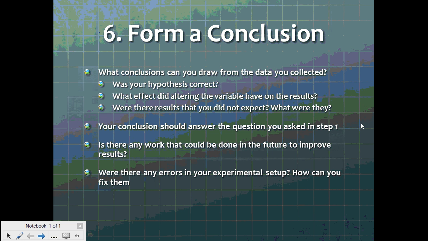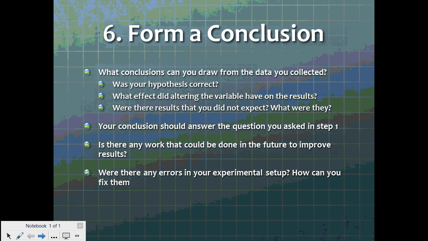Six, form a conclusion. What conclusions can you draw from the data you collected? Was your hypothesis correct? What effect did altering the variable have on the results? Were there results that you did not expect? What were they? Your conclusion should answer the question you asked in step 1.